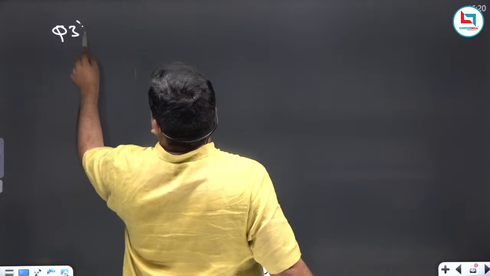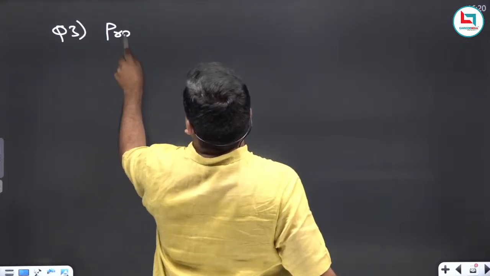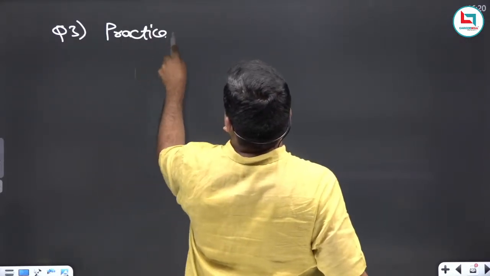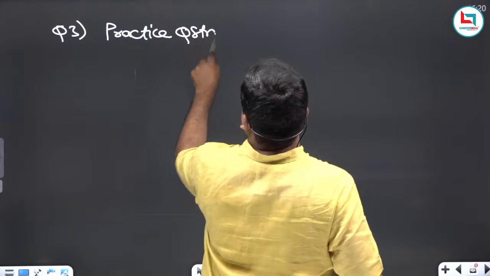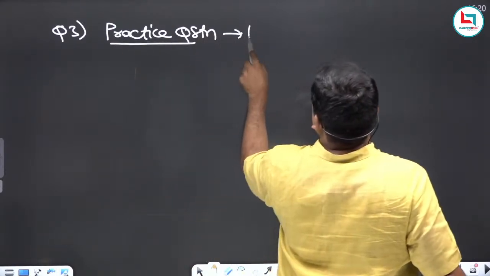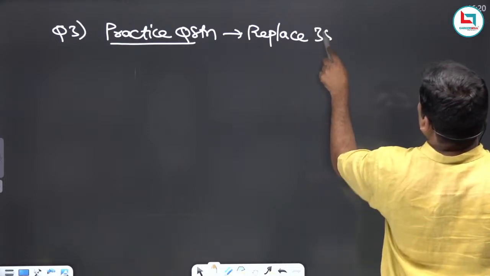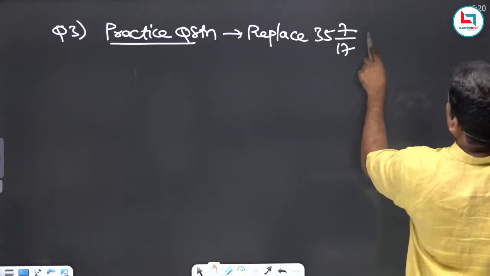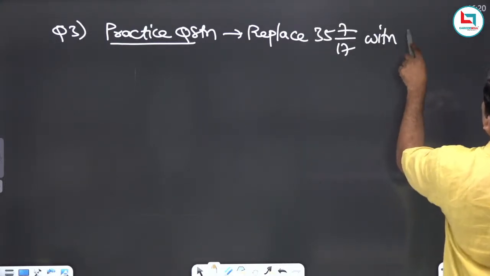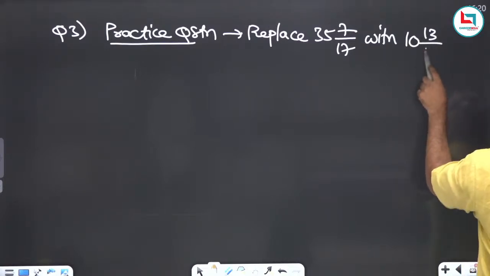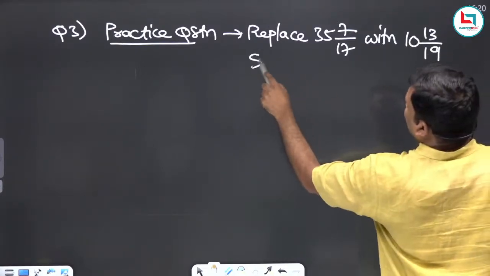Question number 3. A practice question for you. Same idea. Let me create a mixed fraction for you. Practice question: replace 35 7 by 17 with 10 13 by 19. Solve it like question number 1.